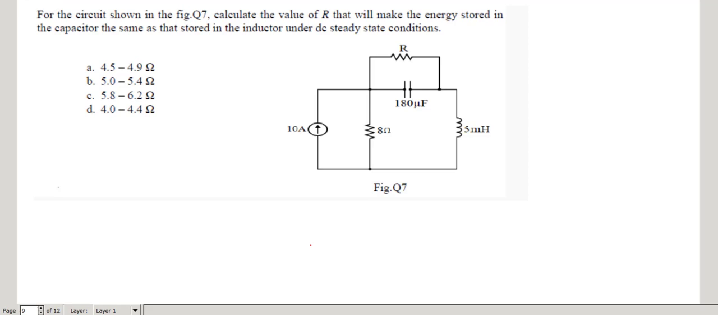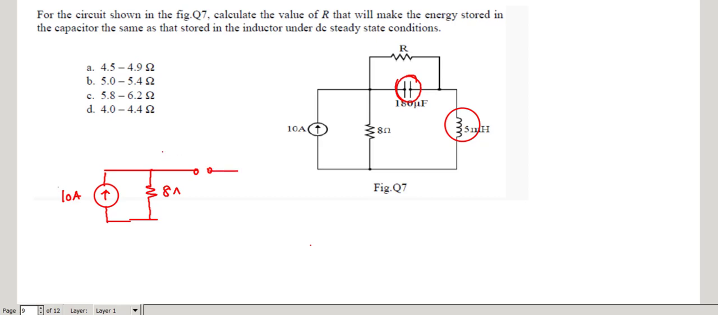But if you see the question, how to solve? Under steady state condition, what happens to capacitance? Open. Inductor short. Let's see here. So the hint given is energy stored in inductor is equal to energy stored in capacitor. So this is 8 ohms. This is open, and this is R in steady state, and this is short.